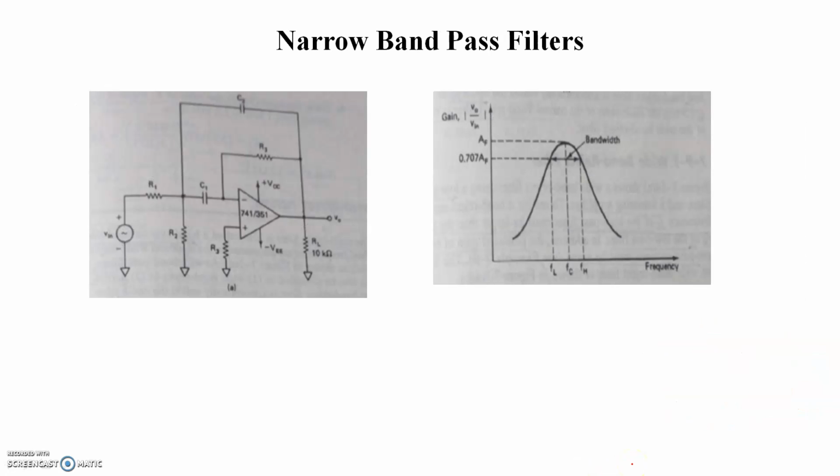Next one is narrow bandpass filters. In the previous case, that is in the case of the wide bandpass filter, we have seen that in order to get a pass band between upper cutoff frequency FH and lower cutoff frequency FL, one high pass and one low pass filter are cascaded together. But in the case of narrow bandpass filters, we obtain the bandpass filter simply by using one op amp.